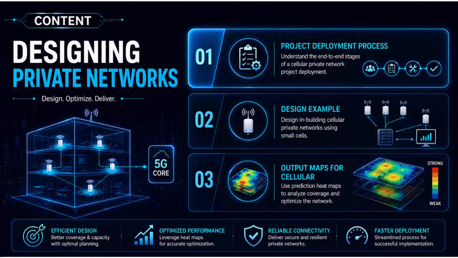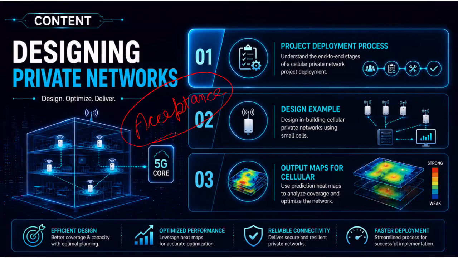So designing private networks. Before we start designing a private 5G network, it is important to understand the complete project life cycle. A successful deployment is not just about RF design. It starts with understanding the customer requirements and use cases. Then site surveys, network planning, design, deployment, testing, optimization, and finally the acceptance. When acceptance is done, only then we get the payment. So this is one of the most important steps.